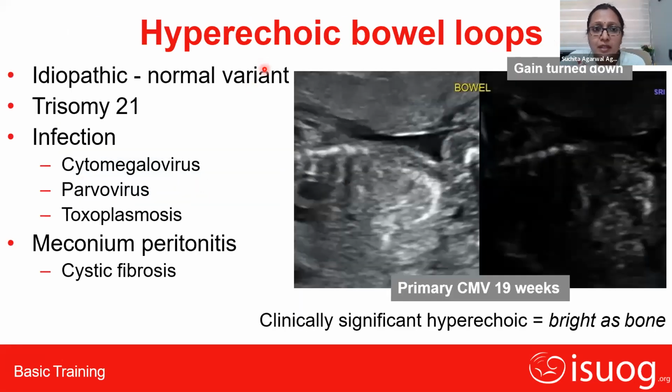So about hyperechoic bowel loops. What is this hyperechoic bowel? When you see the pelvis, you find certain hyperechoic structure. Hyper is more white. The most common cause is idiopathic. It is the most normal variant.